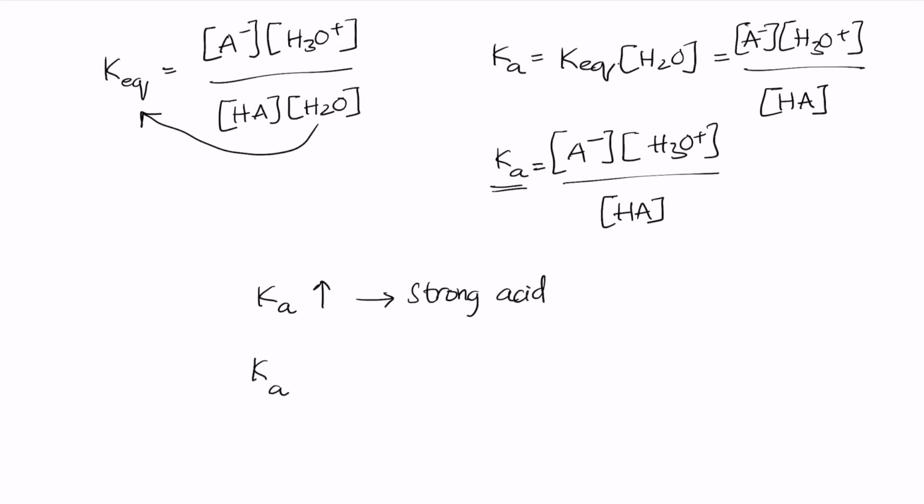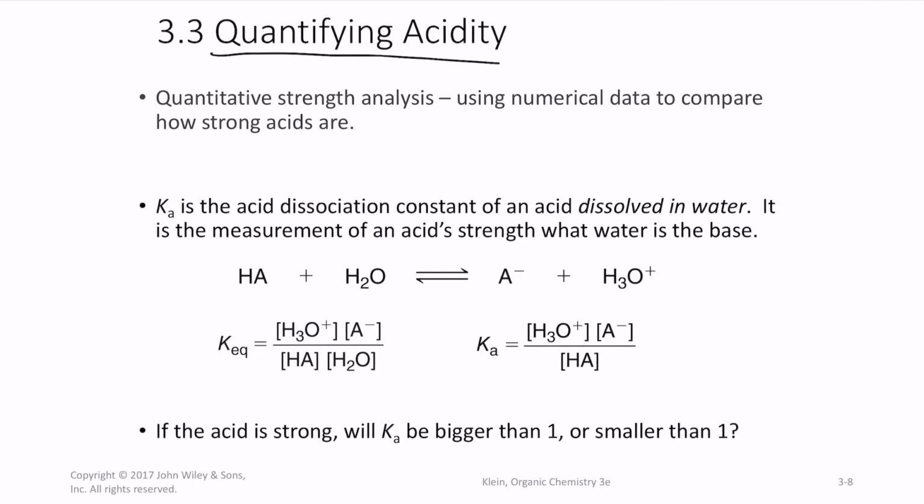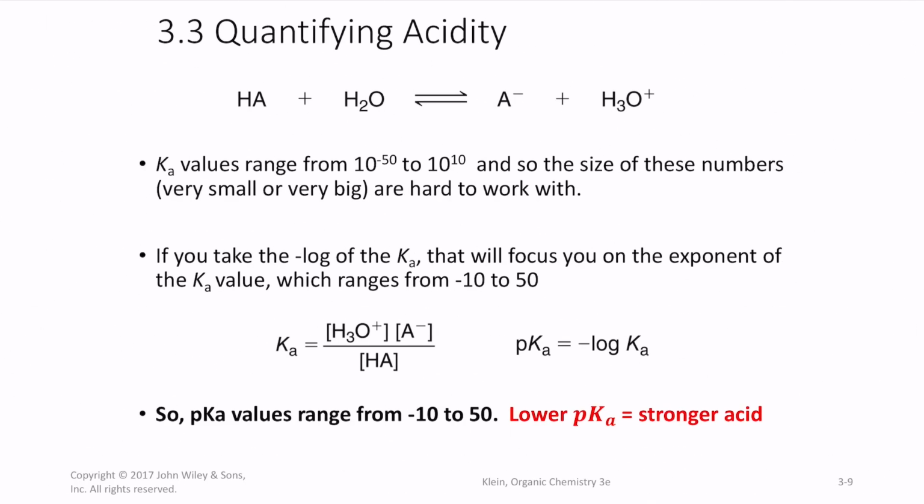Ka is really small for weak acids. So Ka is generally small for weak acids. If the acid is strong, one way to know it is whether Ka will be bigger than 1 or smaller than 1. Most acids generally have a larger value. For example, Ka values generally range from 10 power negative 50 to 10 power 10. The size of these numbers is very small or very big.